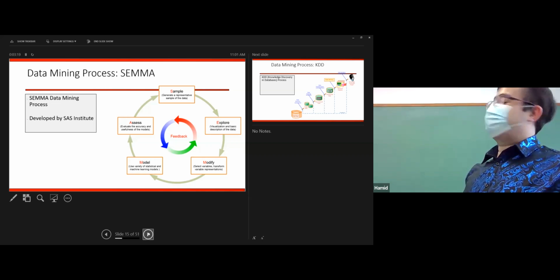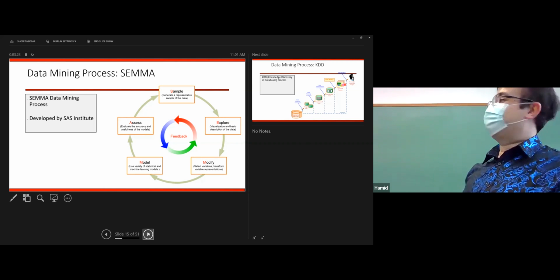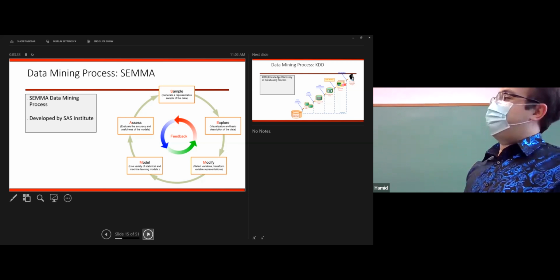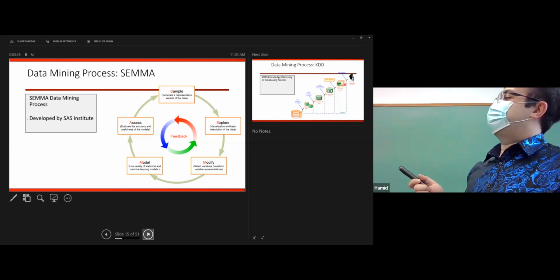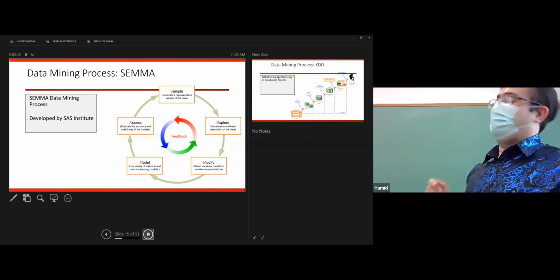They use different terms like sampling, which just means data gathering, or exploring, which maybe means understanding your data or variables. Modifying could be data preparation. So still they use different terms, but at the end it just means you do data gathering, data processing, using a model, assessing your algorithm, and you just go back and forth in a cycle until you reach a good accuracy.